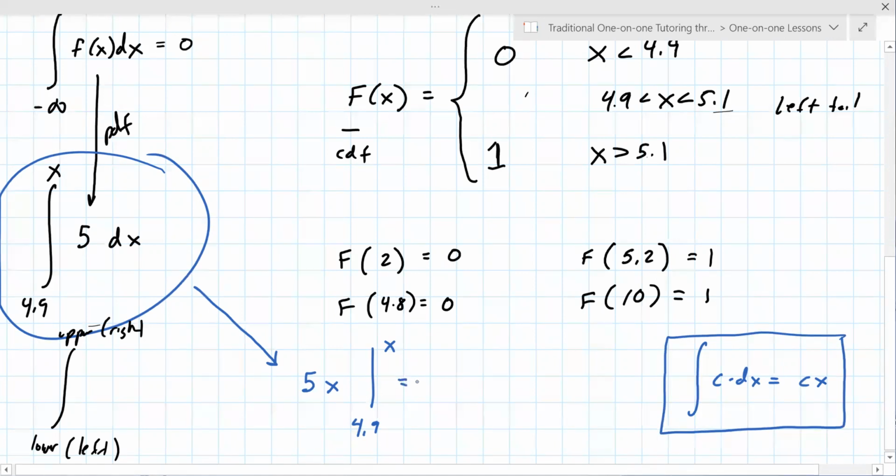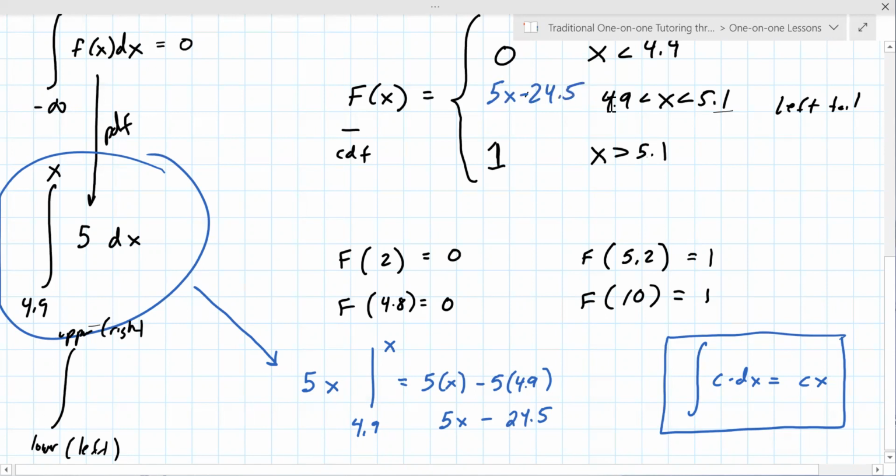Okay, so this becomes 5. Now, instead of x, you put in the upper bound minus 5 times the lower bound. So it's 5x minus 24.5. And that is what goes in this position up here.